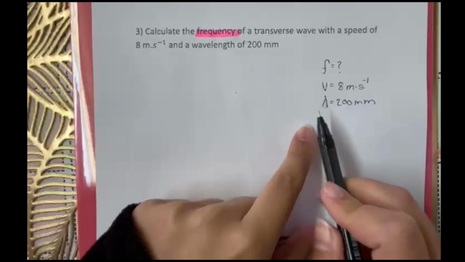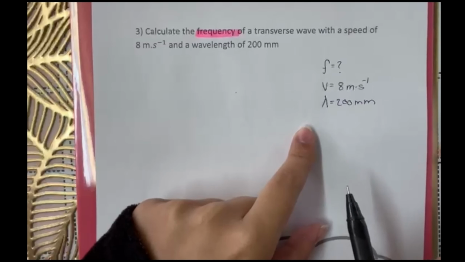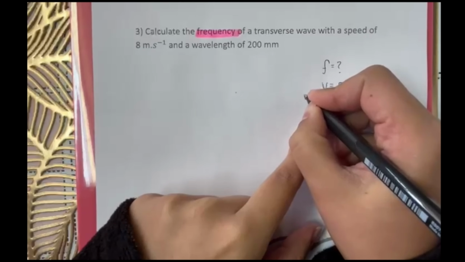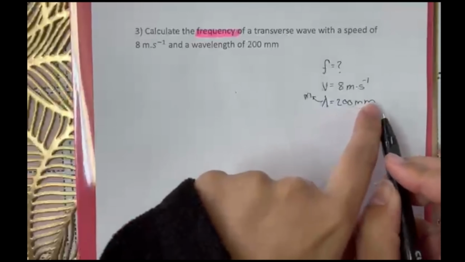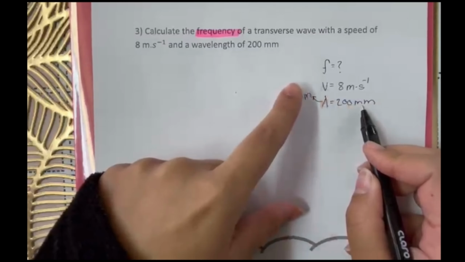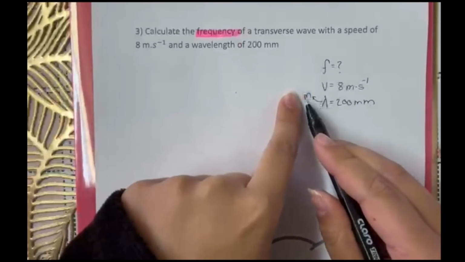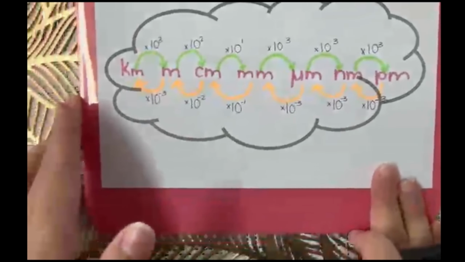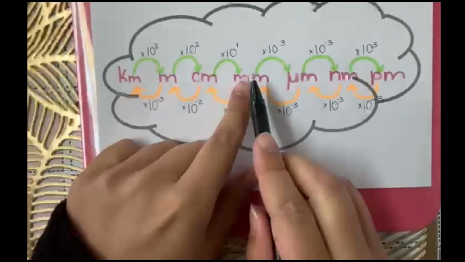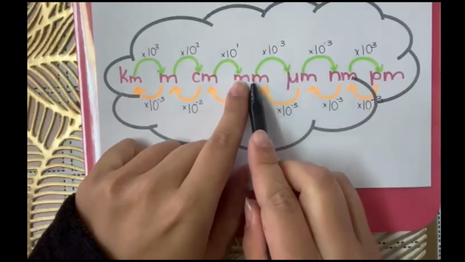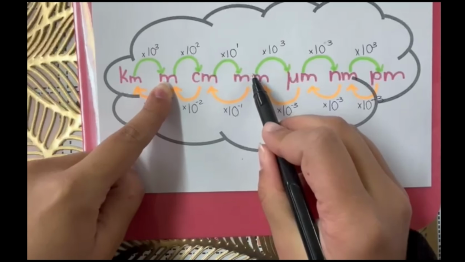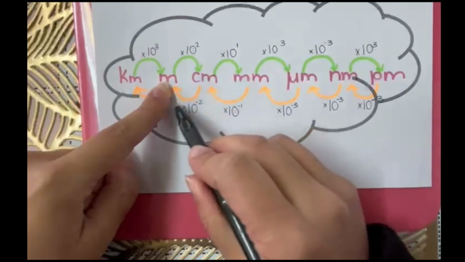But what is wrong here with the wavelength? We know that wavelength needs to be in meters, but the value given is in millimeters. So how do we get from millimeters to meters? Let's go to our conversion cloud. So we are at millimeters, but we need to get to meters. So what path are we going to follow? We are going to jump to orange places.